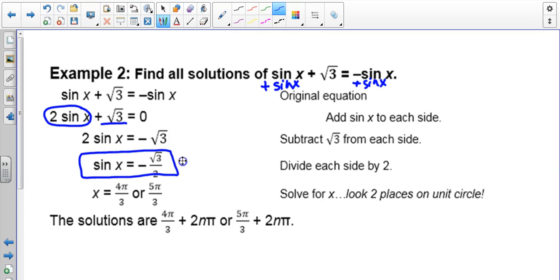Look at your unit circle. Where does that happen? The y value is negative square root of 3 over 2. It's going to be down in the bottom half of your unit circle where y is negative. You get these 2 answers, right? And then because it says all solutions, not just the ones between 0 and 2 pi, you have to throw this on the back. Everybody okay?